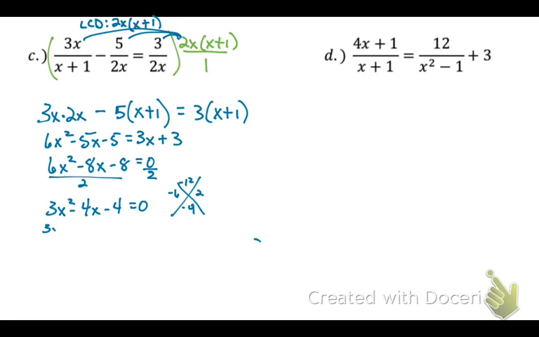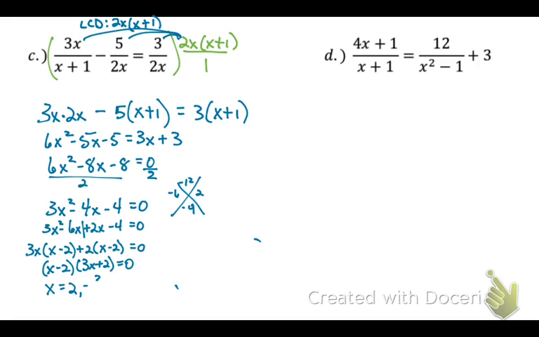So now I have to do the factor by grouping. So I split up the middle term using negative 6x plus 2x. And then I factor out a greatest common factor of 3x, and then a positive 2. My common factor is x plus 2, and then what's left is 3x plus 2. So now I can set each of those factors equal to 0, and these are my two potential answers.